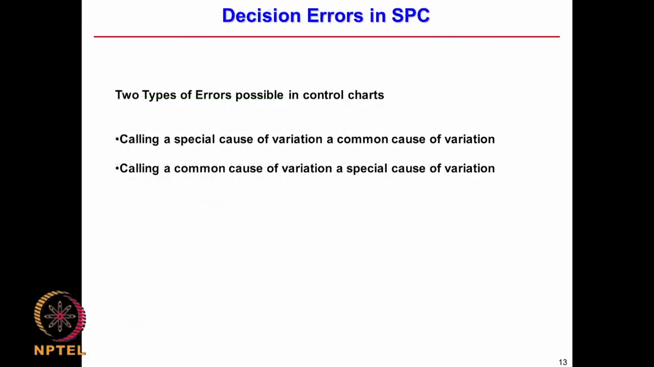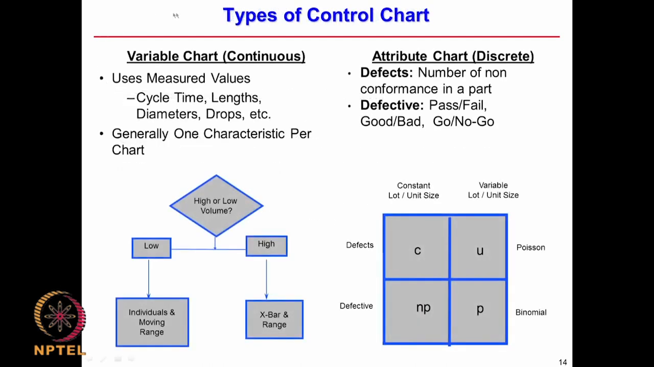So, what are the different types of charts? Of course, you remember the alpha and beta error, two types of errors possible in control charts: calling a common cause, that is a random variation, a special cause variation, and the reverse. So, both are possible. You have the variable chart and the attribute chart. Variable chart is continuous, measured: cycle time, length, diameter, particle or droplets. It is one characteristic per chart.